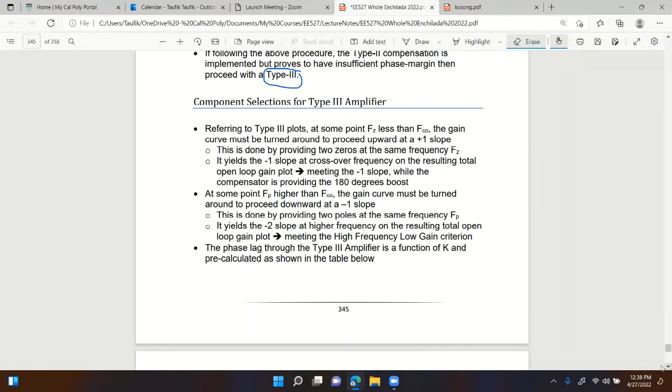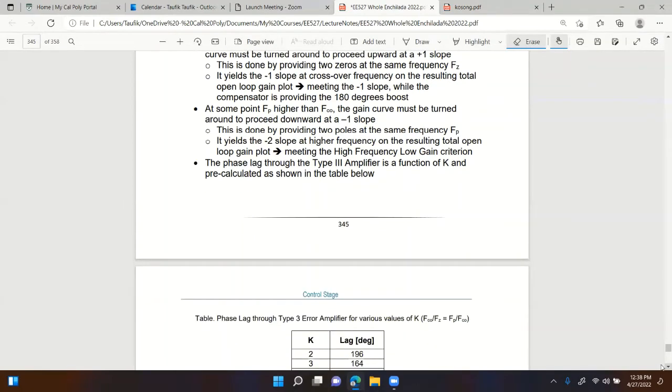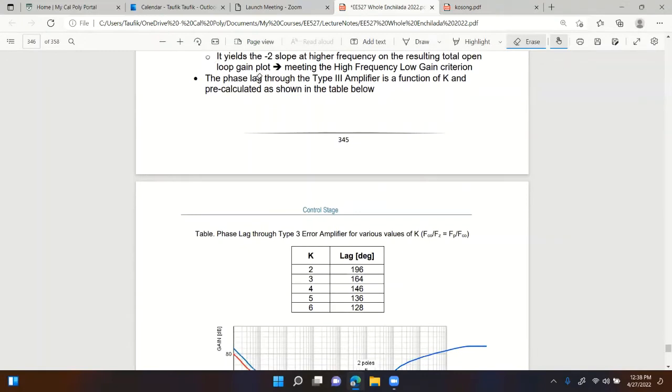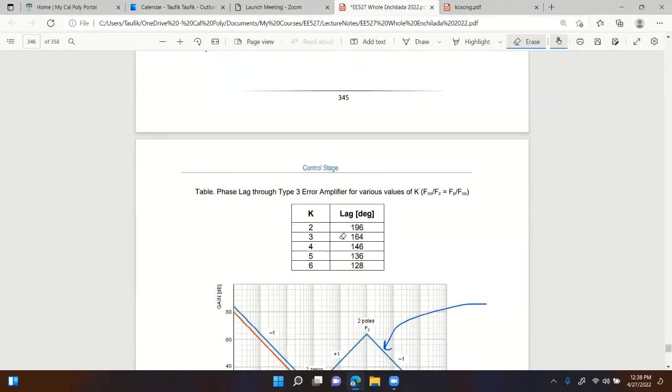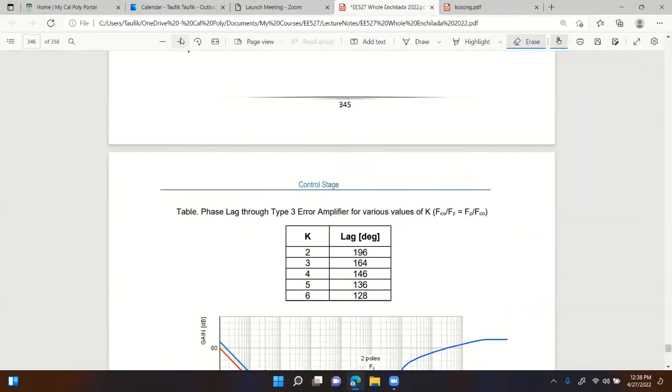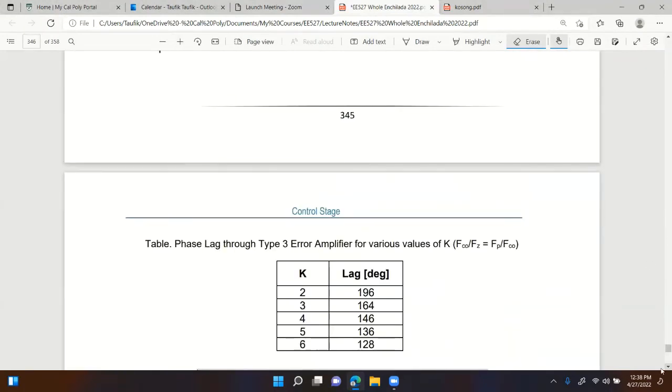This is why we need the double pole, as I explained earlier. The phase lag through the type 3 amplifier at the crossover frequency would also depend on K. Remember K? K is the ratio of the crossover frequency to the zero frequency, as well as the ratio of the pole frequency to the crossover frequency. The same definition as you already had from type 2.